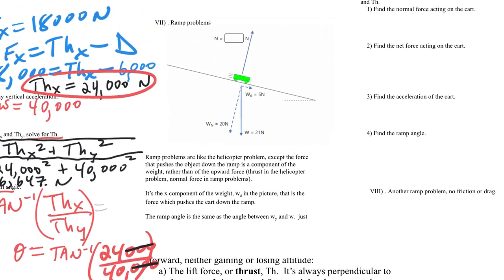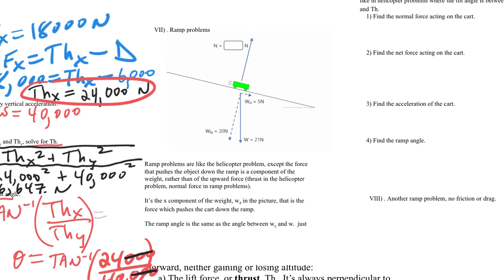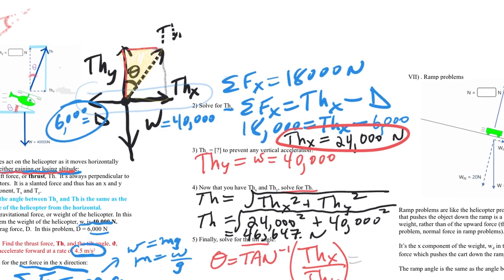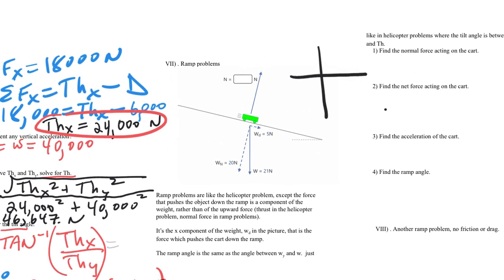Now, let's look at the ramp kind of problems. Looks very much like the helicopter situation. We got weight pointing straight down. Here, let's do a free body diagram. We got weight straight down, and we got the normal force slanted. But the normal force isn't really causing it to move, like in the helicopter. The helicopter, the lift force, the thrust force, was causing it to move. So we made the thrust force slanted.